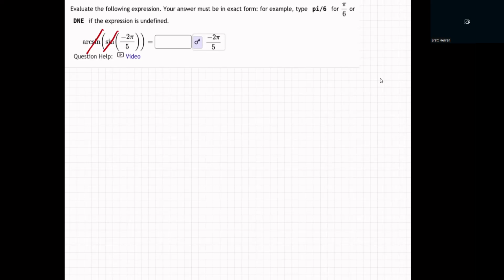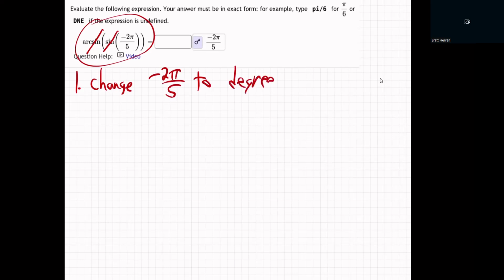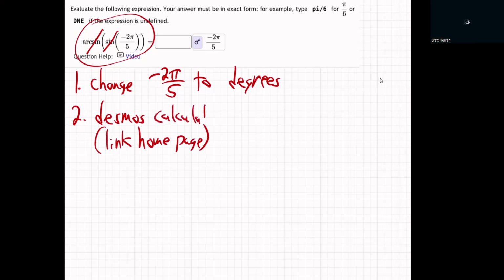So I'm going to type this into the Desmos calculator, but it's a little tricky. I'm going to do the following. Step one, I'm going to change minus 2 pi over 5 to degrees, because right now, it's in radians. Then I'm going to go to the Desmos calculator, which you can use during exams, homework, everything, right? The link is on the home page of our Canvas course, little calculator link, Desmos calculator.